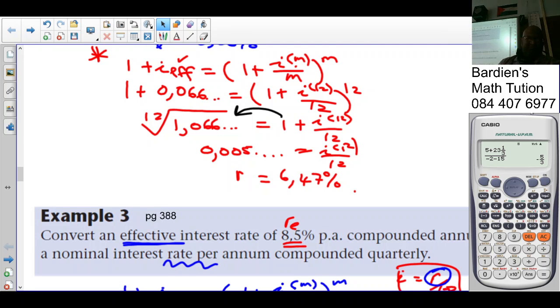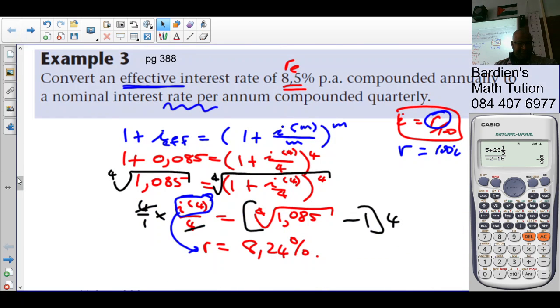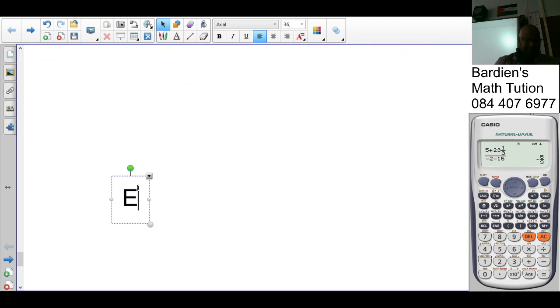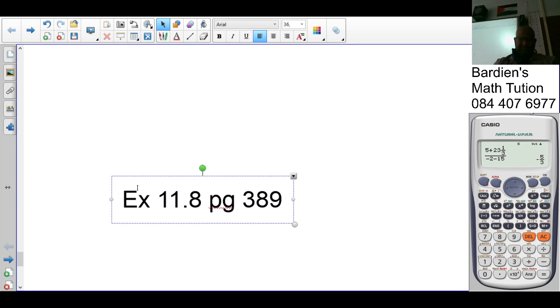Any problems prior to number 9 in 11.8? No. Okay. So you're looking at number 9 out of 11.8, which then concludes exercise 11.8. Which page is the 11.8 on? 389. Okay.